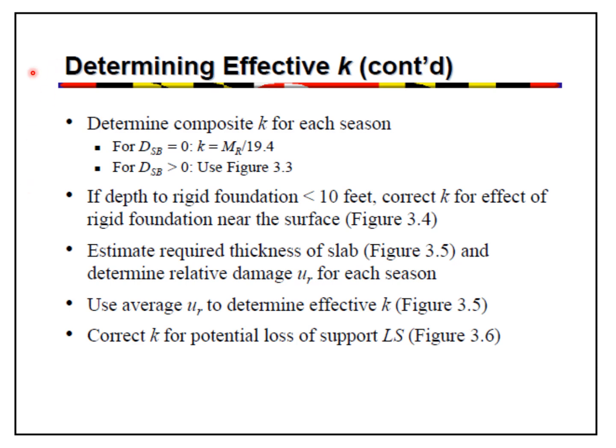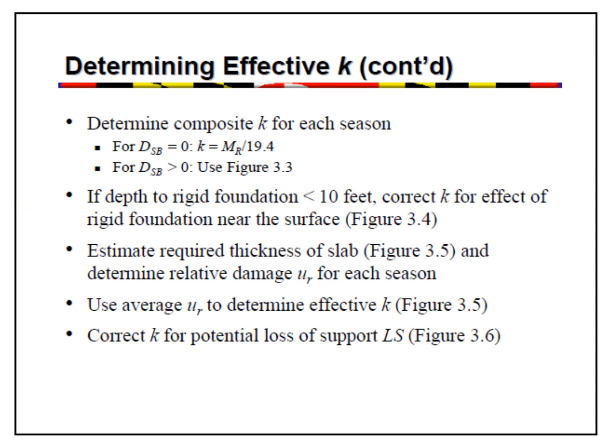So determining effective K, continuing that, determine composite K for each season. For DSB equal to 0, that means when the thickness of the subbase is 0, then K can be determined by using this formula, M sub R over 19.4. But when we are going to provide the subbase, that means DSB, the thickness of subbase, is greater than 0, then figure 3.3 is to be used.